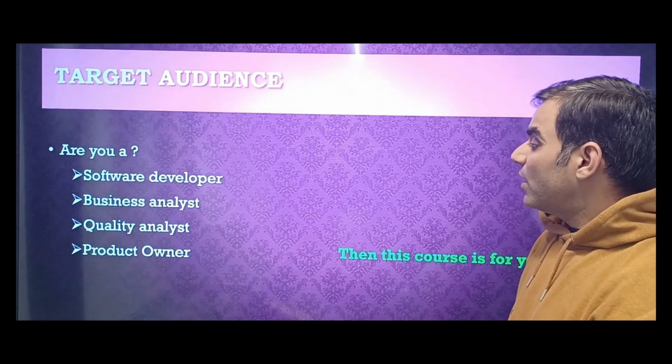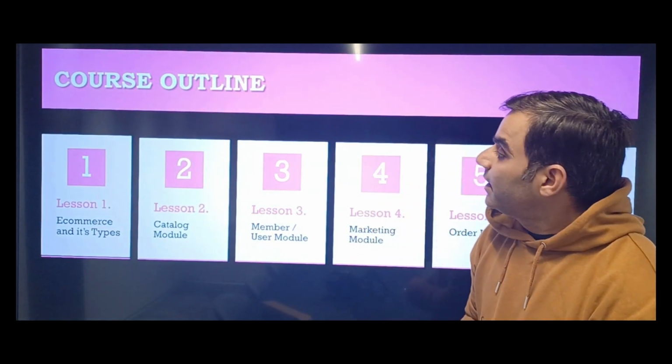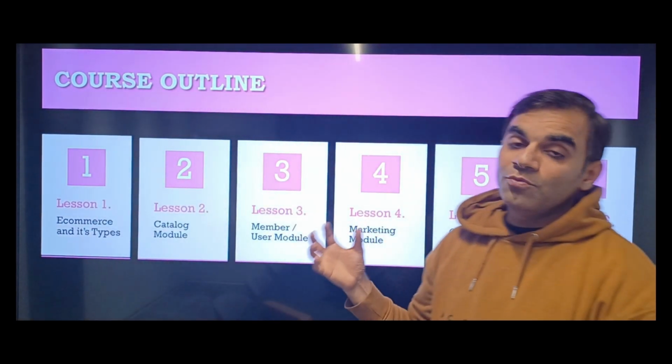So that's why this course is for you. Now let's check what this course outline looks like, right? In this course, we're going to cover overall 6 modules, right? And the first module is going to be e-commerce and its type.